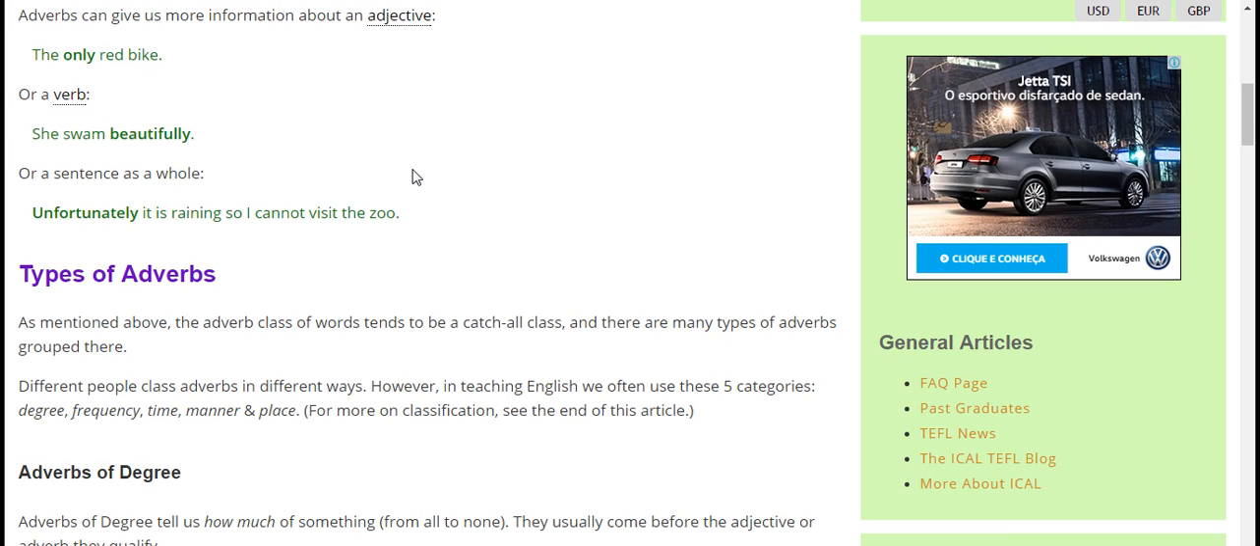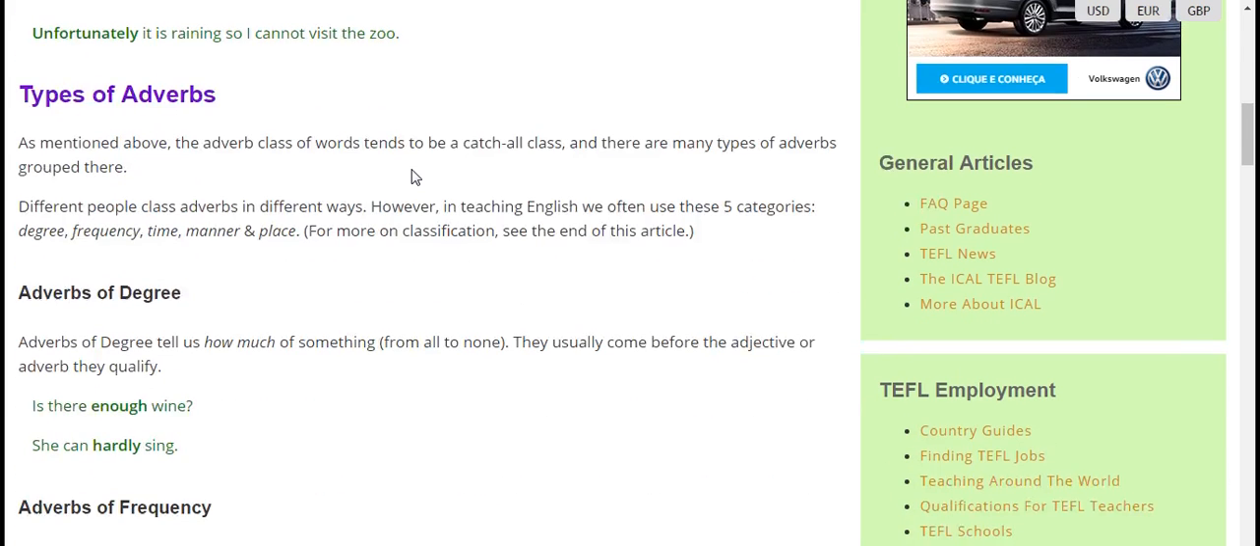She sang beautifully. This sentence was wholly uniform. Here, an adverb can modify another adverb. Above the adverb class, every word tends to be quite a well-formed class.